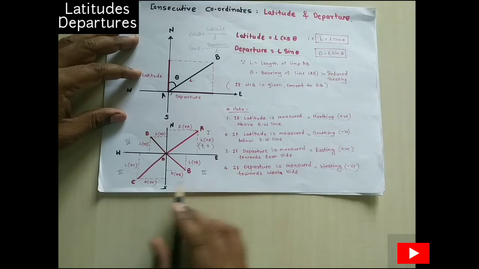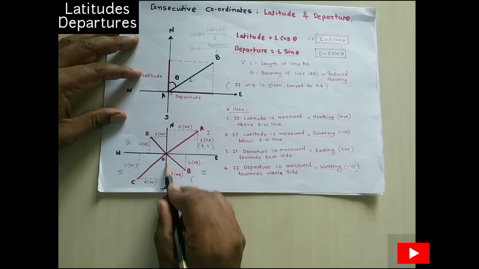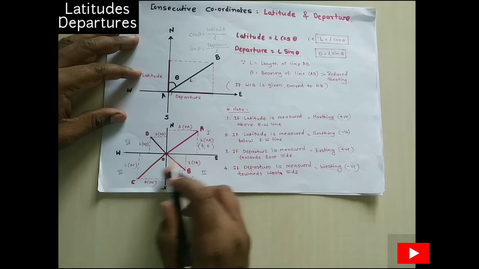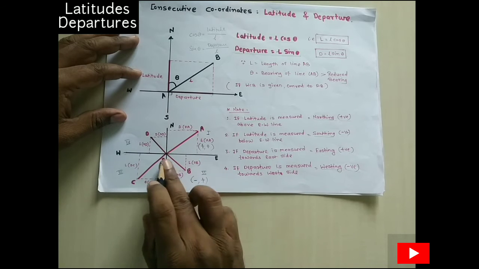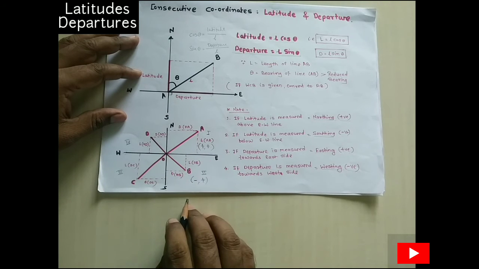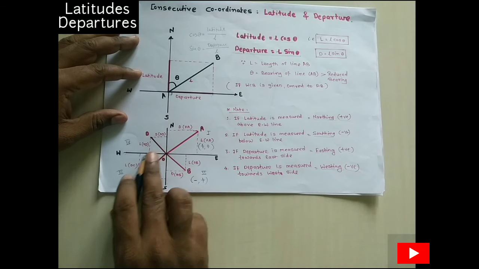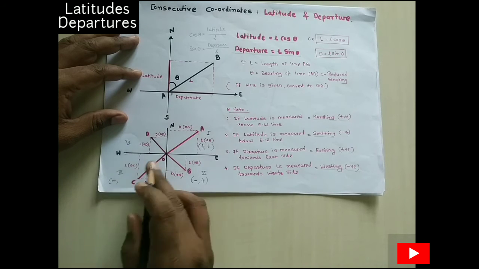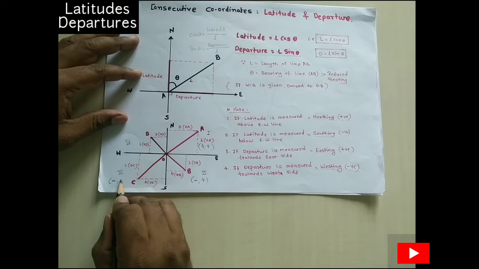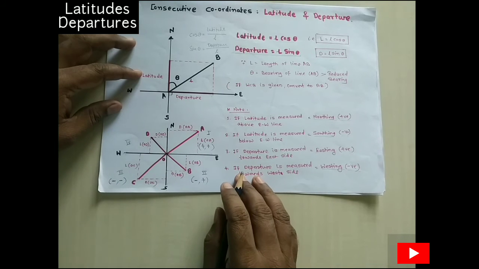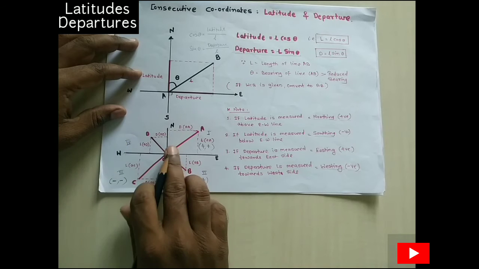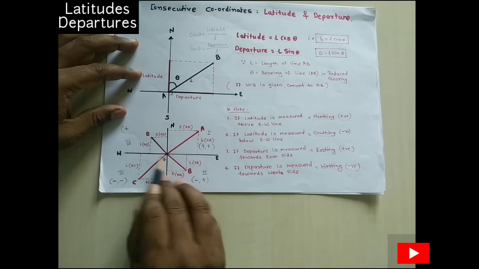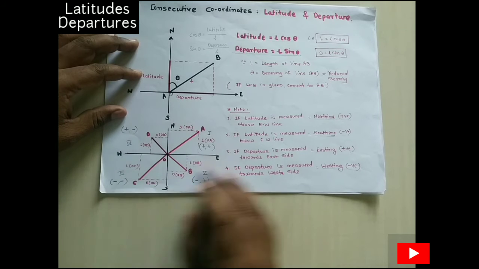In the second quadrant, latitude is negative, and departure is again positive because it is the east side. In the third quadrant, latitude is again negative, and departure is westing, that's why it is again negative. Now for the fourth quadrant, latitude is positive, and departure is westing, that's why it is negative.